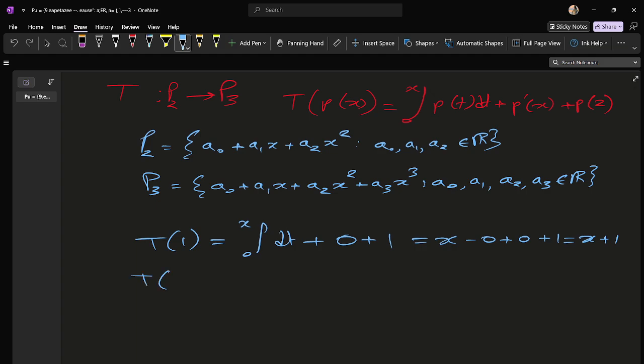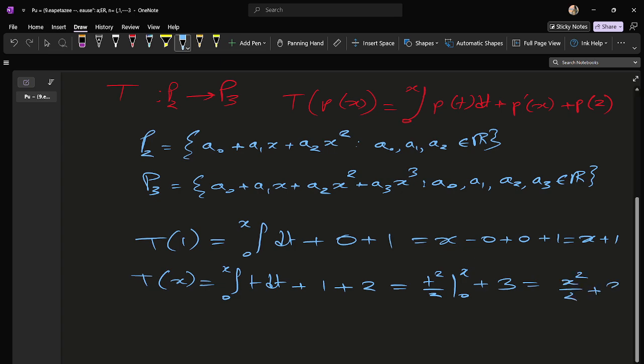Now I am going to find T of x, that is the integral from 0 to x of t dt plus the derivative of x with respect to x, which is 1, plus 2. So the integral of t dt will be t square by 2 from 0 to x, plus 3. So this is x square by 2 plus 3.